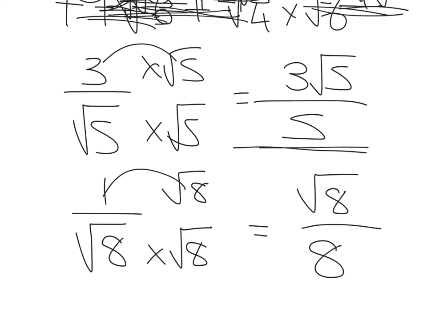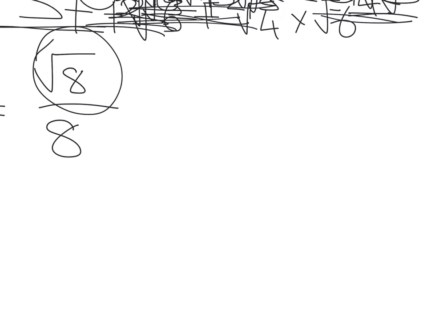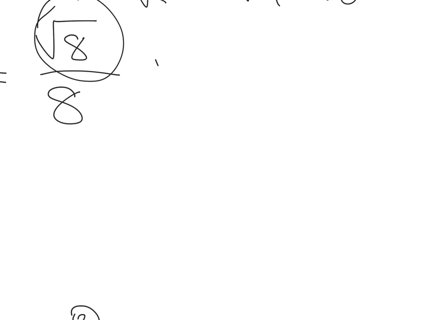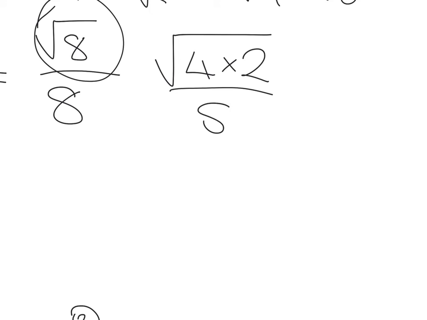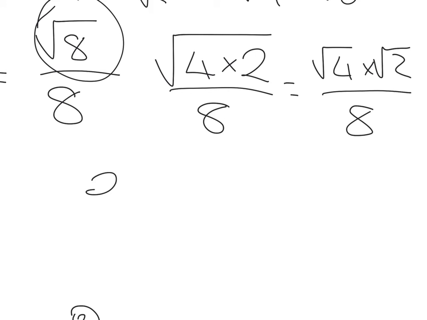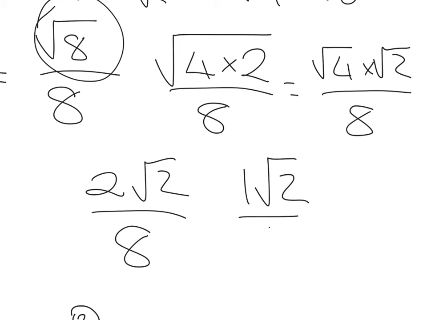Now it's tempting at that point to just leave that as the final answer, but just think about it. Root 8 can definitely be simplified, so we need to simplify that third. So that would be root 4 times 2 over 8, which is root 4 times root 2 over 8. Root 4 is 2, so 2 root 2 over 8, and then 2 8s can come down to 1 quarter. So that's 1 root 2 over 4, which can just be written as root 2 over 4.